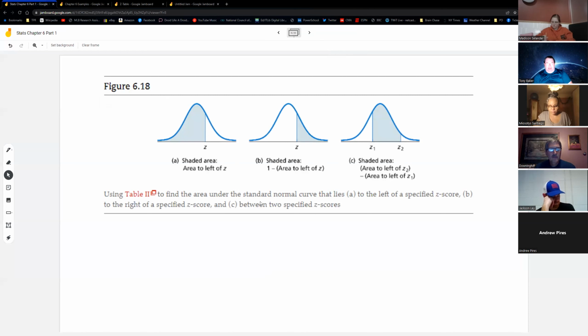All right, so these are the three possible options that I can have, and we're looking at area. If we're looking from the left over, we're just gonna take whatever the z-score is. That's the information on the table. If we're looking from the z-score to the right, we do 1 minus that. And if we're looking in between, we do the area from Z2 minus the area from Z1. So those are the three different options that we can have.